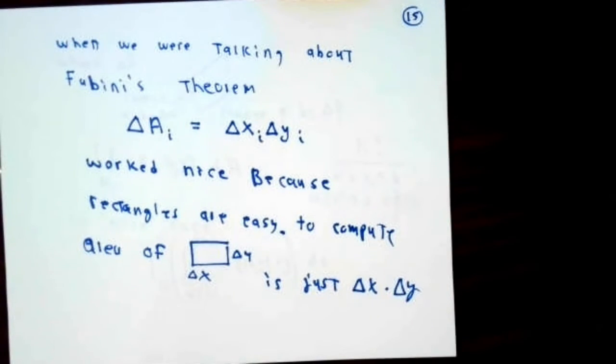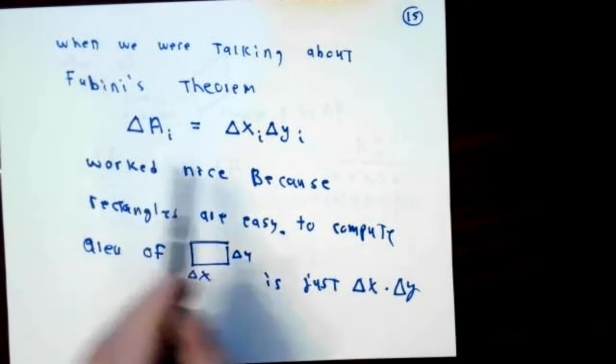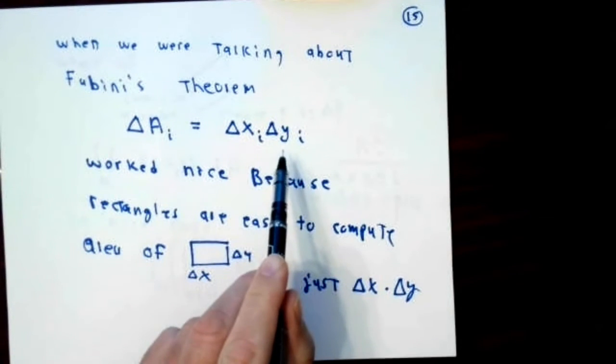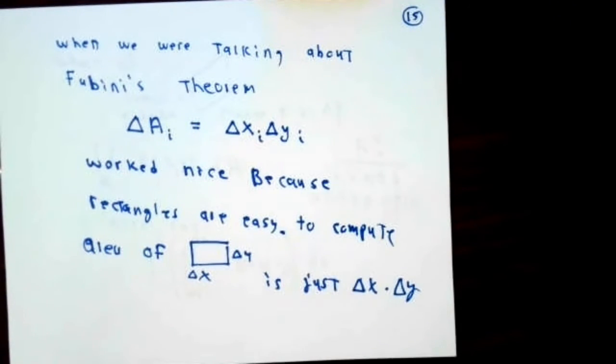When we were talking about Fubini's theorem, we said that the change in area was delta xi times delta yi. That's because of the way we carved the region up. And the reason that we carved it up that way is in Cartesian coordinates, this kind of shape is the easiest kind of shape in the world to calculate areas of. This is eventually where the dx dy or dy dx came from in Fubini's theorem.